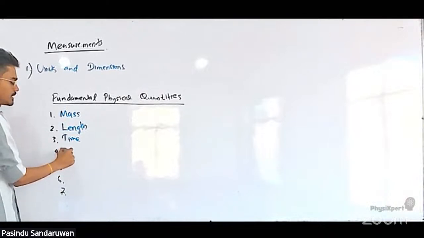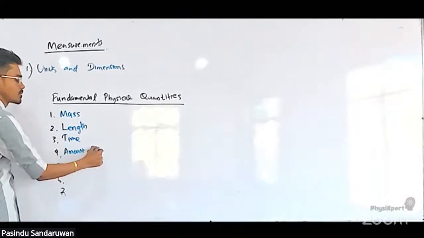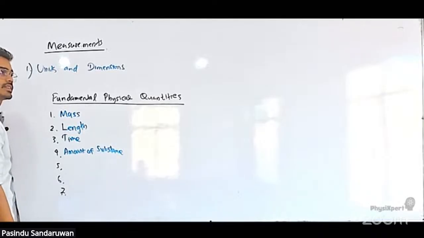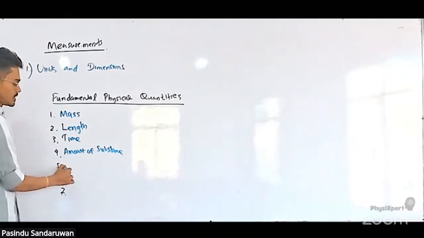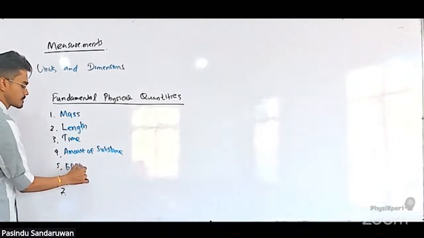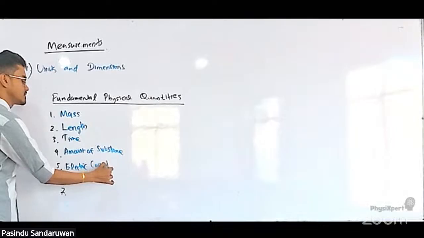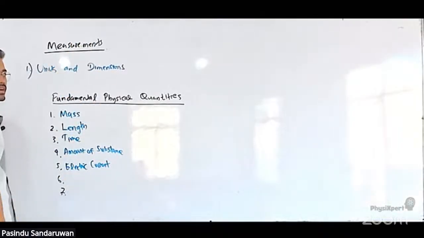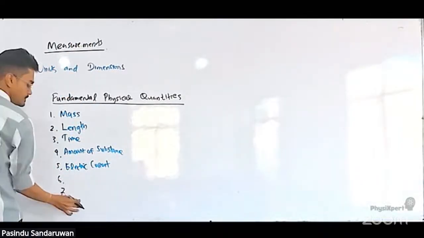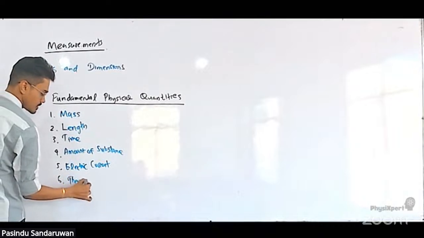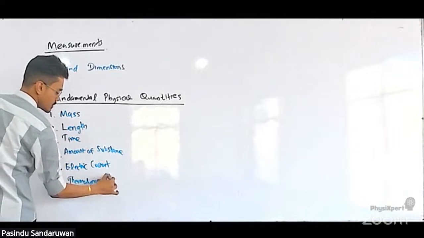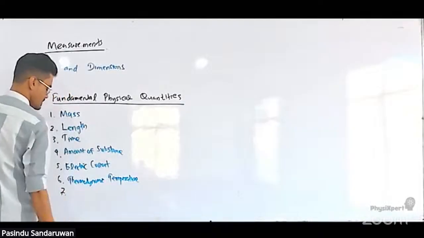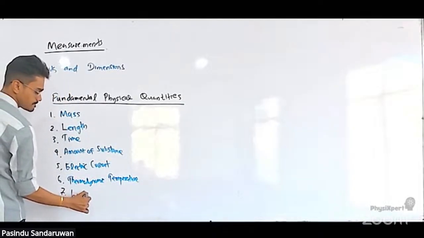I think you have learned in O levels amount of substance. Amount of substance in O level chemistry, what you measured in moles. Then electric current. Electric current is starting from batteries to everything, it covers electric currents. Then thermodynamic temperature. Don't worry about the word thermodynamic, we'll explain. Thermodynamic temperature, that is about temperature. And last one, luminous intensity.